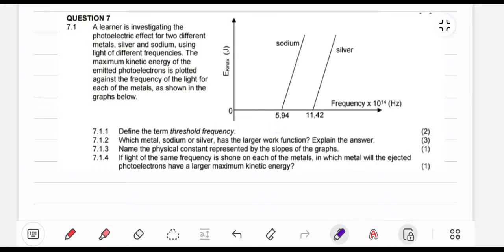I define it as the minimum frequency, according to that definition we had given you there. Now let's try to investigate this graph. The graph is a graph of frequency and kinetic energy.